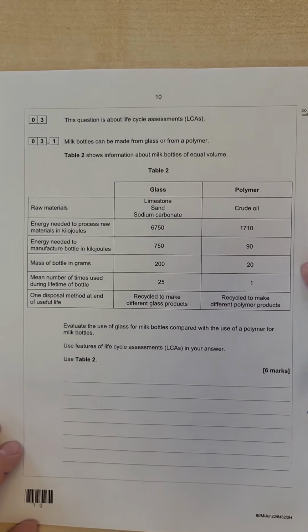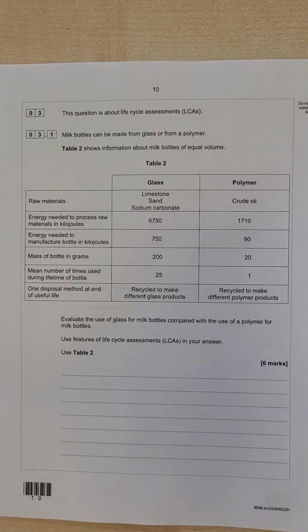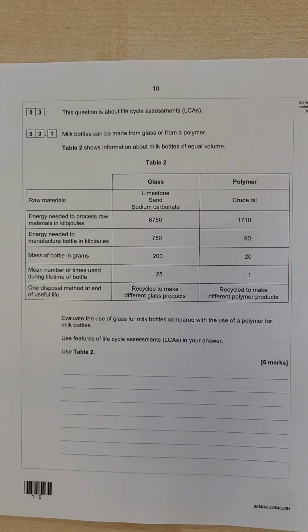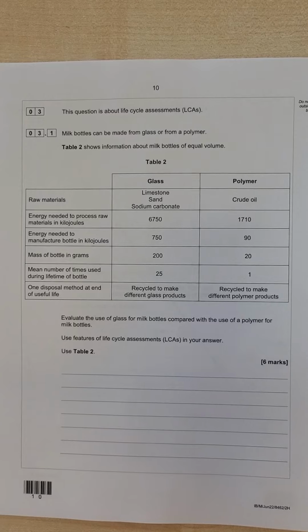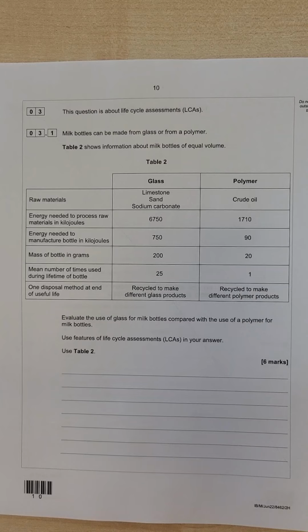Question 3 is our first 6-mark question. I think maybe the only 6-mark question in this one, which is asking us about a life cycle assessment. Now, there is quite a lot to think about in this life cycle assessment. We're looking at whether milk bottles should be made from glass or polymer. We've been given some information about various different things, and we need to use the features of life cycle assessments in our answers to evaluate the use of glass compared with the use of polymer. So, we do need to make a judgment at some point in this.